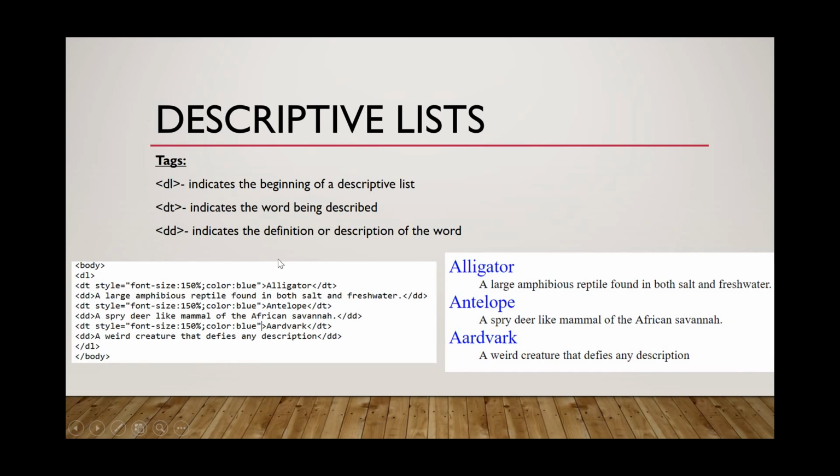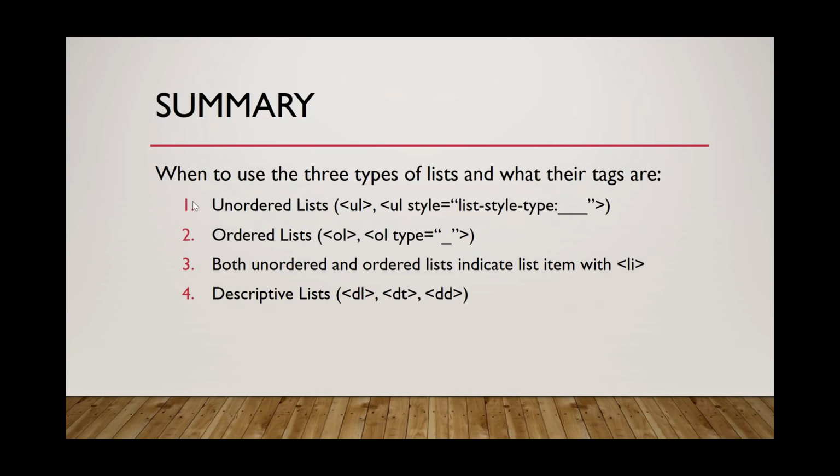So that is a descriptive list, and as you can see, it's kind of similar to what an encyclopedia or a dictionary or a glossary would be like. So those are the three types of lists. Let's go ahead and look at a summary here. So we talked about when to use the three types of lists and what their tags are. On our unordered list, we have the UL tag for the opening and the LI tag for each list item, and here you can see how to change the style.